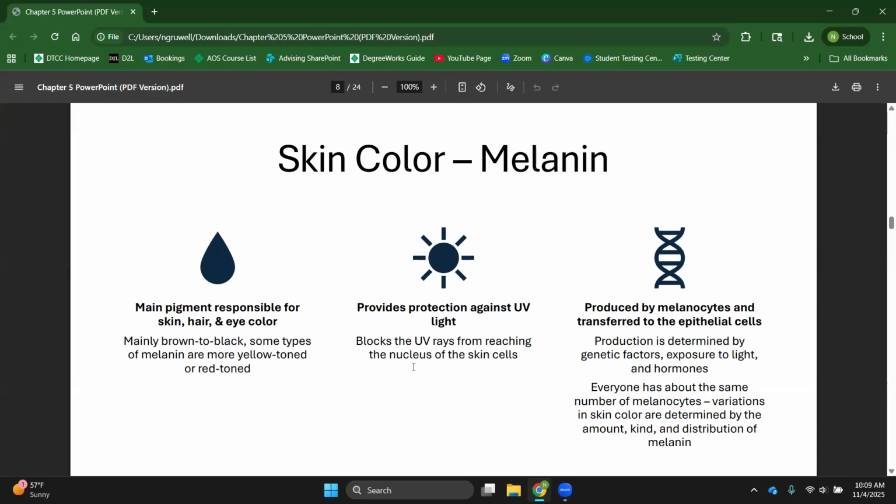Another reason why you get a tan when you lay out in the sun is that it is your body responding to those UV rays and producing more melanin in an effort to provide more protection.